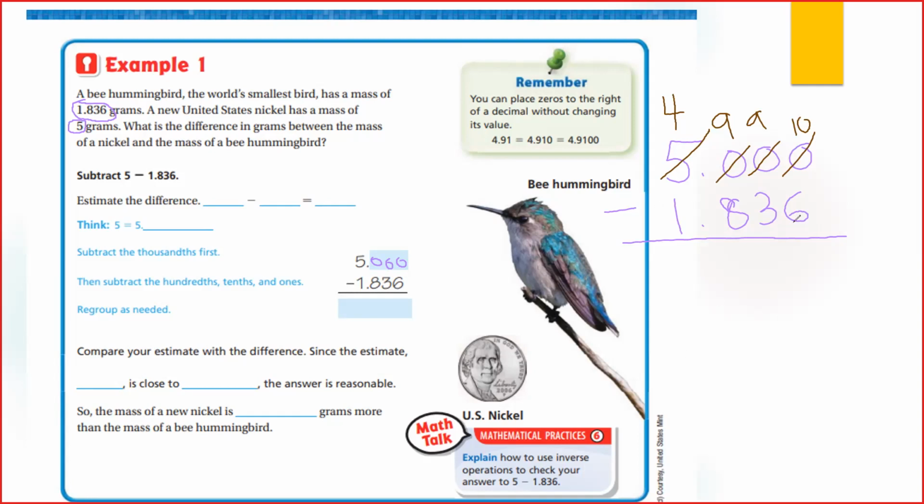Yalla then. 10 minus 6, 4. 9 minus 3, 6. 9 minus 8, 1. And 4 minus 1, 3. So the difference of the weight in grams is 3 and 164 grams.